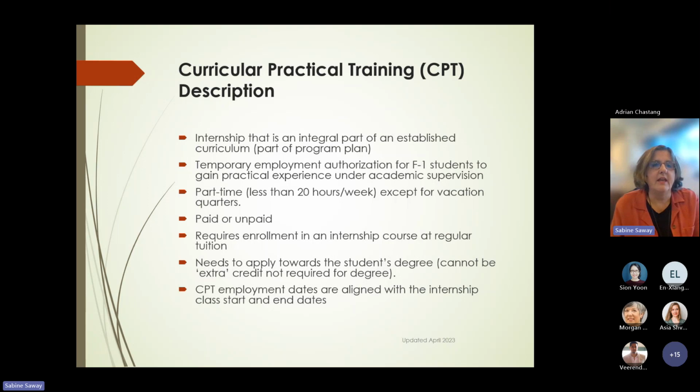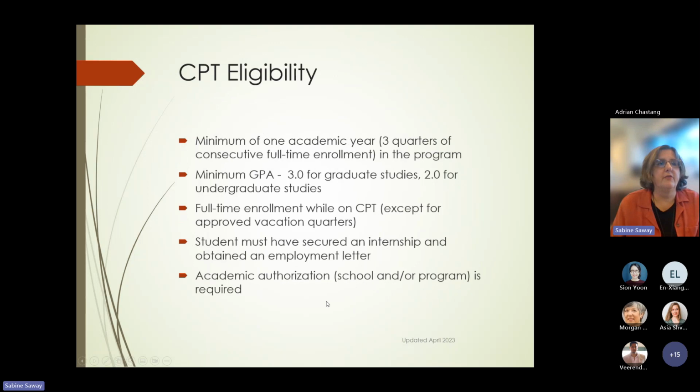So if you are in the MSCS program, then you would want to reserve at least one elective class for your internship. And the CPT employment dates are aligned with the internship class start and end dates. For eligibility, students on F1 visas need to have completed at least one academic year or three-quarters of full-time enrollment in the program and need to have a minimum GPA of 3.0.